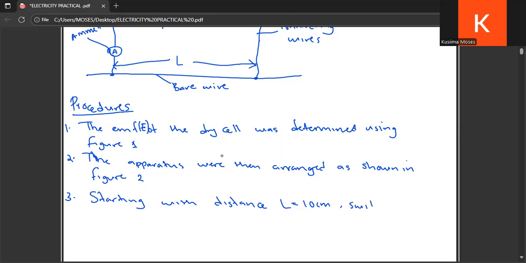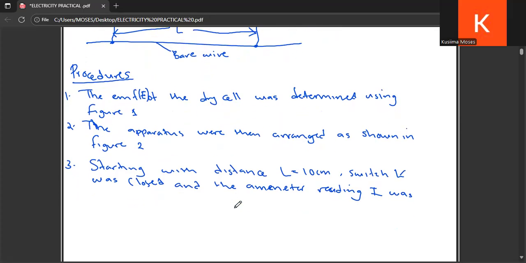Switch K was closed, and the ammeter reading I was measured and recorded.